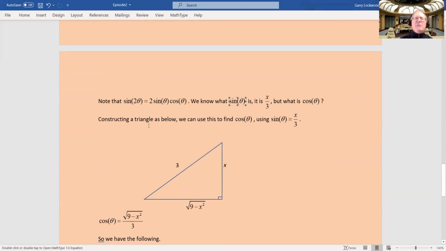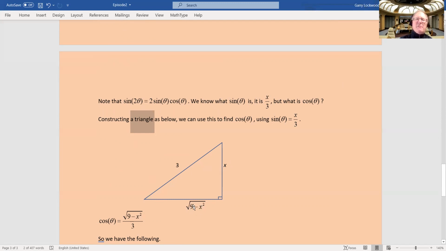So what I'm going to do here is construct a right triangle, and I will use the fact that sine theta is x over 3. I'm missing an angle theta. This should be the angle theta in here, and so the sine of theta is x over 3. My apologies for that. There should definitely be a theta right there. It's not 3 over x, it's x over 3.